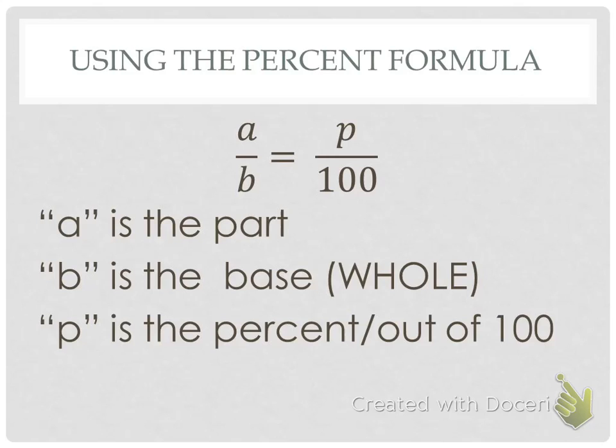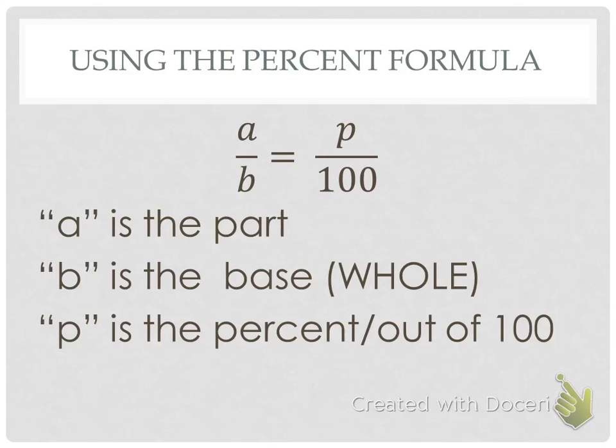This formula forms a proportion. What's a proportion? When one ratio equals the other. Okay? Now, you need to know that A stands for the part. B stands for the whole. The key word I'm looking for is "of." And I'll reiterate that as we go through the lesson. And then P is the percent out of 100.